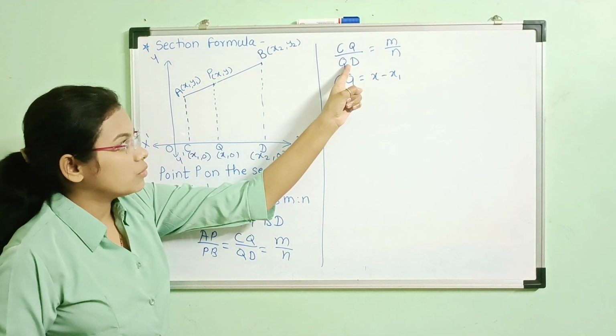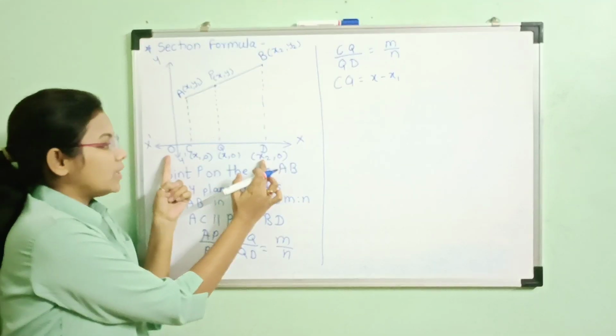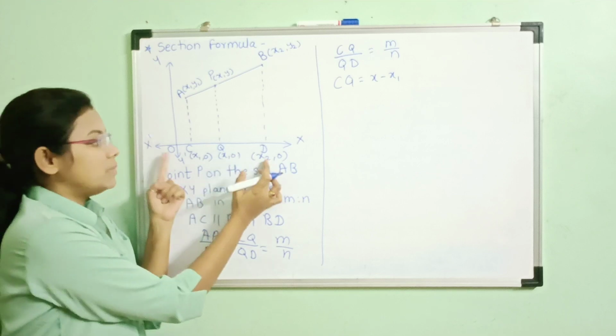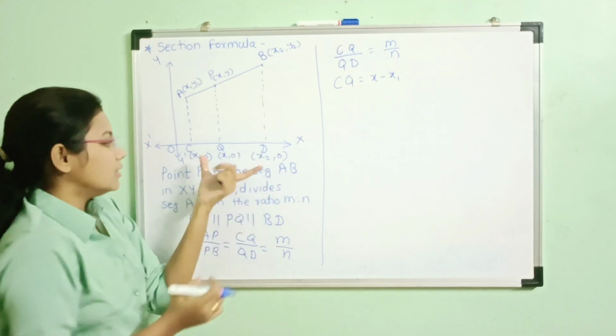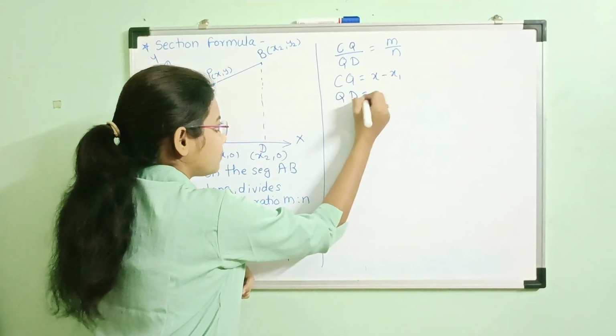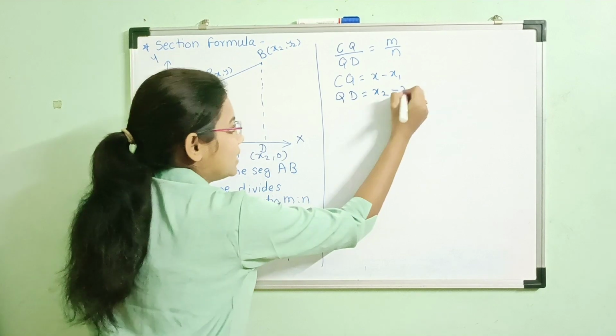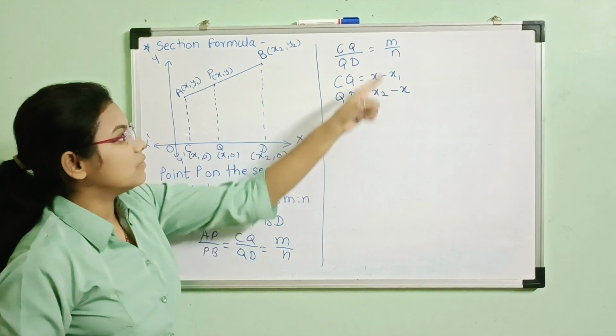Similarly, we want to find out the value of QD. What will be the value of QD? Just OD minus OQ will be equal to QD, right? Then what will be the value of OD here? That will be x2 minus this distance, that is x. Now just put the values here.